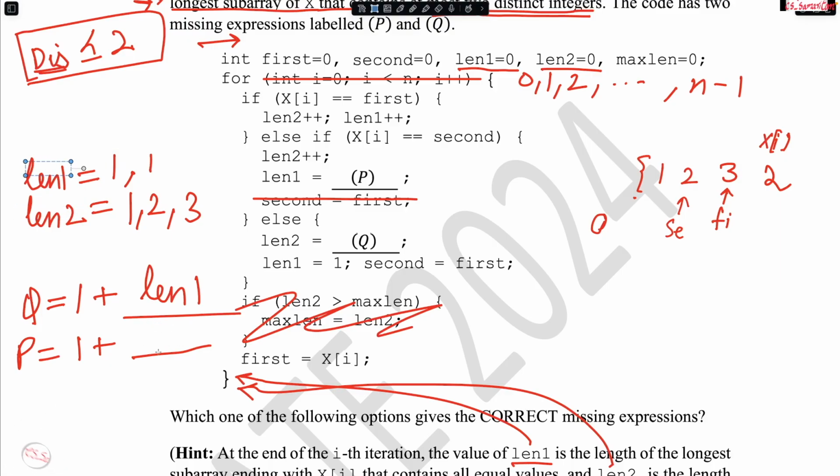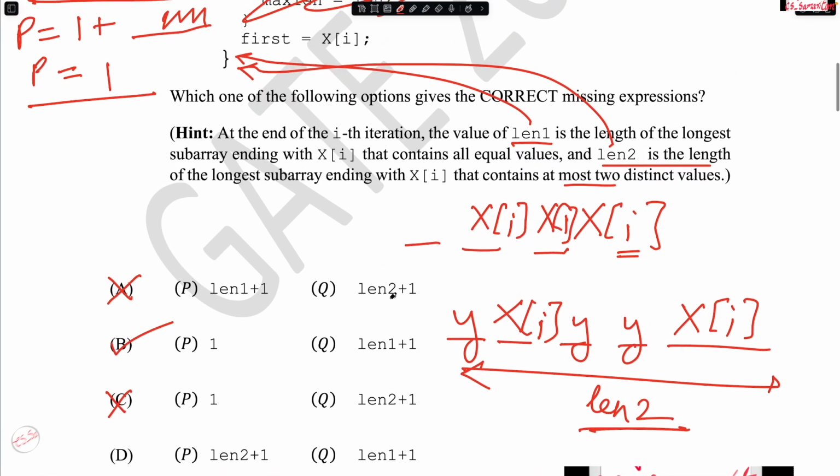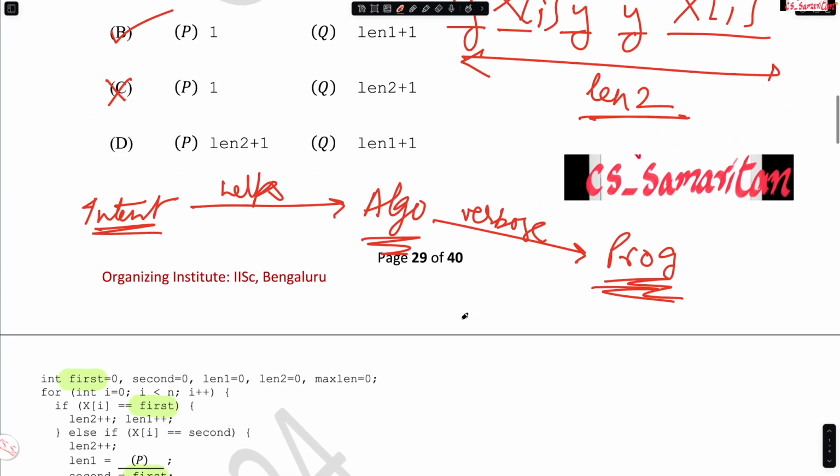If len1 is present over here, then 1 plus 1 is giving us 2, and both of them are not the value that len1 should hold, that is 1. So we can directly say that no value is going to come over here and P is just equal to 1. We know both of these values. Which of the options meets these values? This is the only option that meets this criteria, right? And with that, this question is solved.